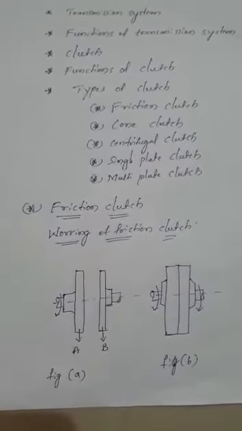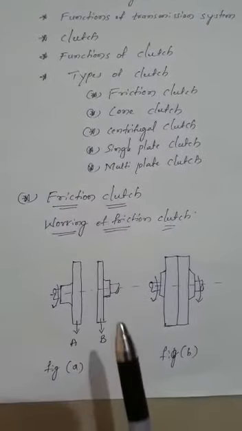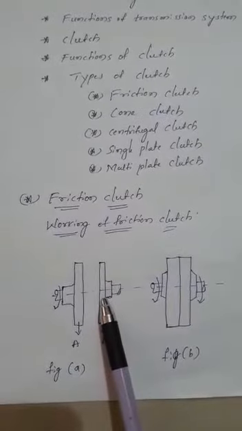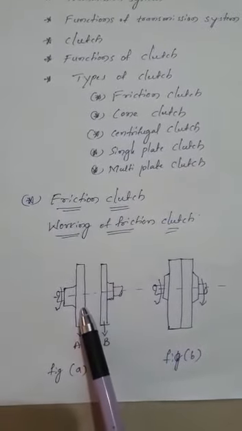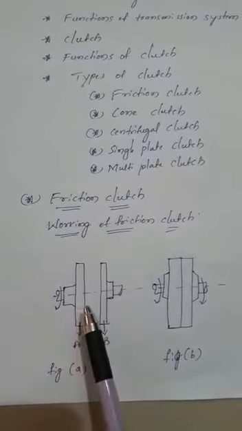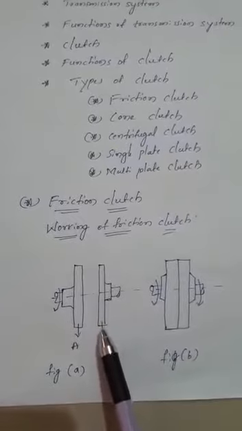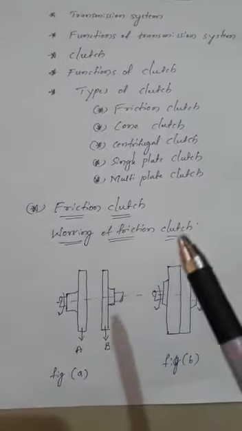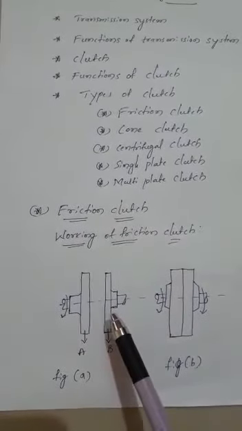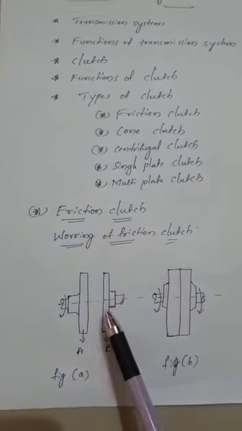So here we'll discuss two cases. The first one is, sand disk B is brought in contact with A. Because of the friction between sand disk A and sand disk B, sand disk B also starts revolving, but slowly. This is the first case.